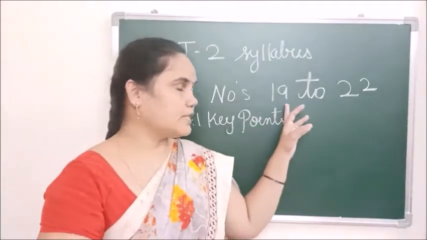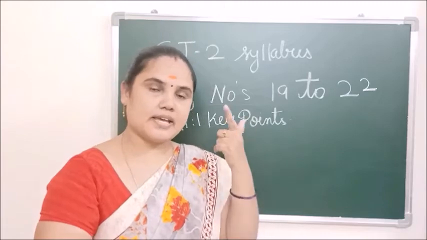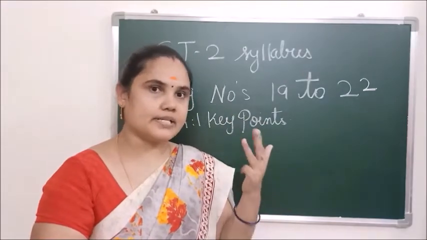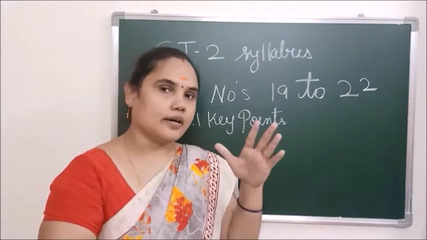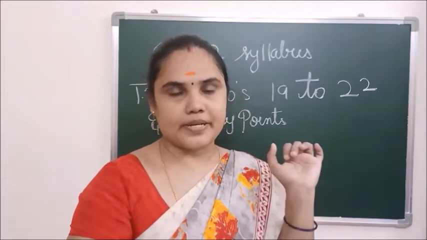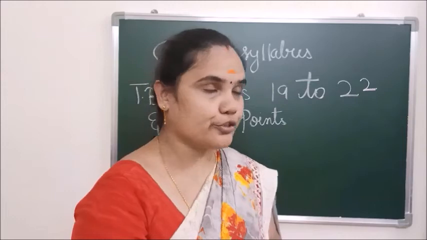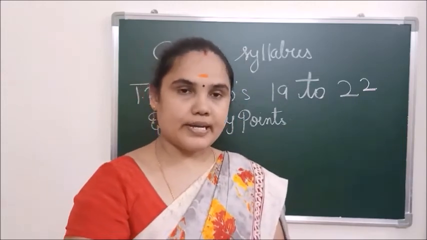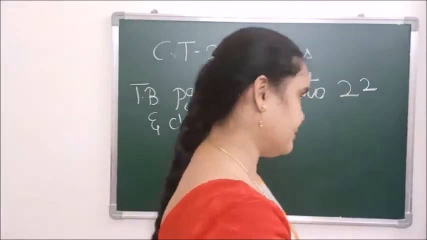Okay. So, what are the topics we have? Rounding numbers, even numbers, odd numbers and Roman numbers. Along with key points you have rounding numbers, even numbers and odd numbers and Roman numbers. Already I explained Roman numbers, children. Now I am going to explain rounding numbers and even and odd numbers. Okay. Look at the board, children.